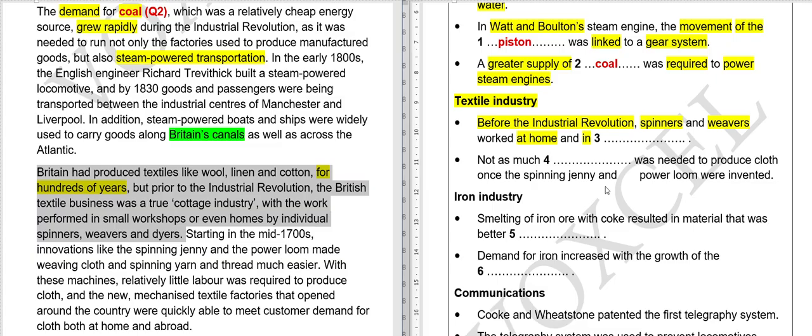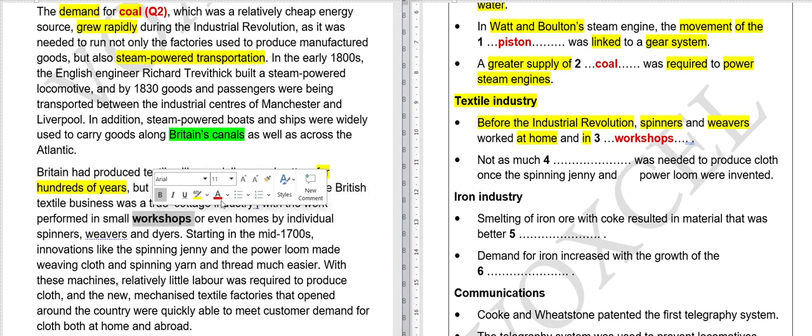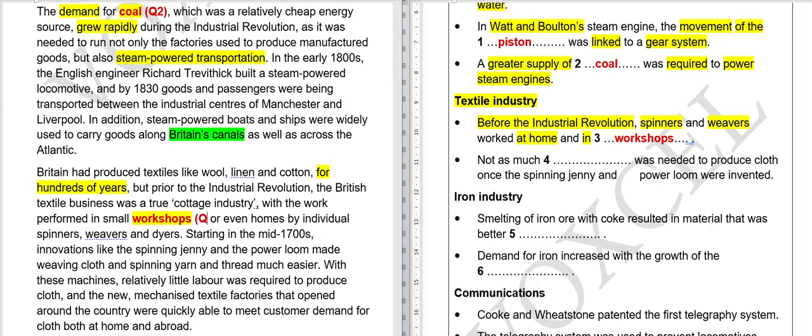Okay, time's up. I hope you figured out the correct answer, and I'm going to write the correct answer here. Let's see if you got it right or not. The answer to this should be workshops. And here it is written. Let me write down the question number here. Question number 3. So let's see where our words were and how we arrived at this particular answer.